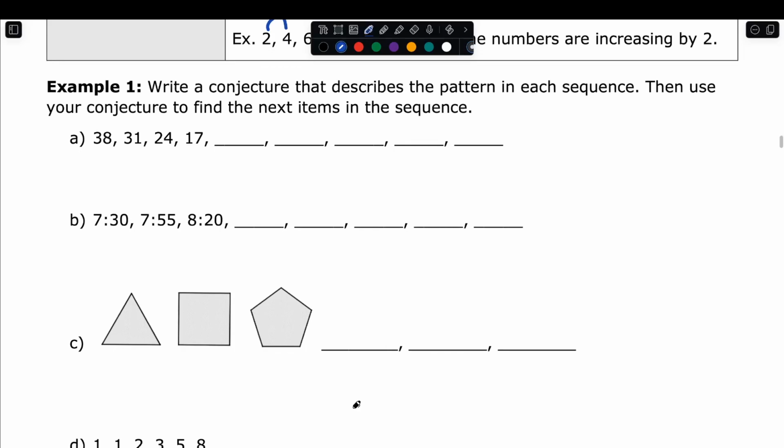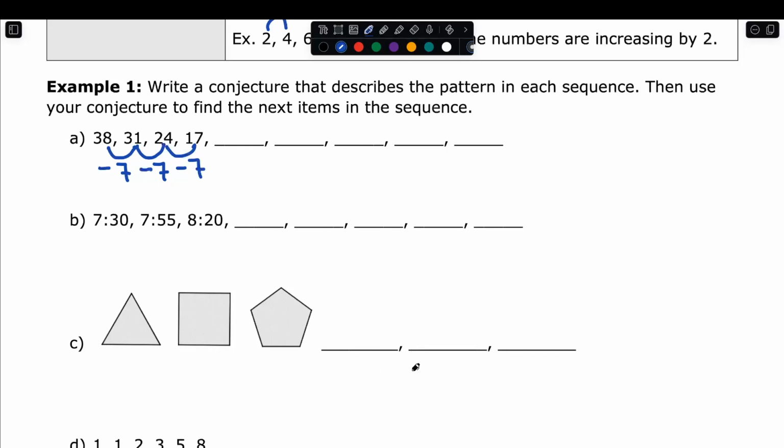Let's go ahead and apply some of this knowledge now to example 1. Example 1 says, write a conjecture that describes the pattern in each sequence. Then use your conjecture to find the next items in the sequence. Now, typically, I'd ask you to write the conjectures as sentences or in some way that would demonstrate what you're doing. For each of these, your conjecture can be just as simple as saying, okay, from 38 to 31, I'm noticing that it's subtracting by 7. And same for 31 to 24 and 24 to 17. And it should be a consistent pattern.